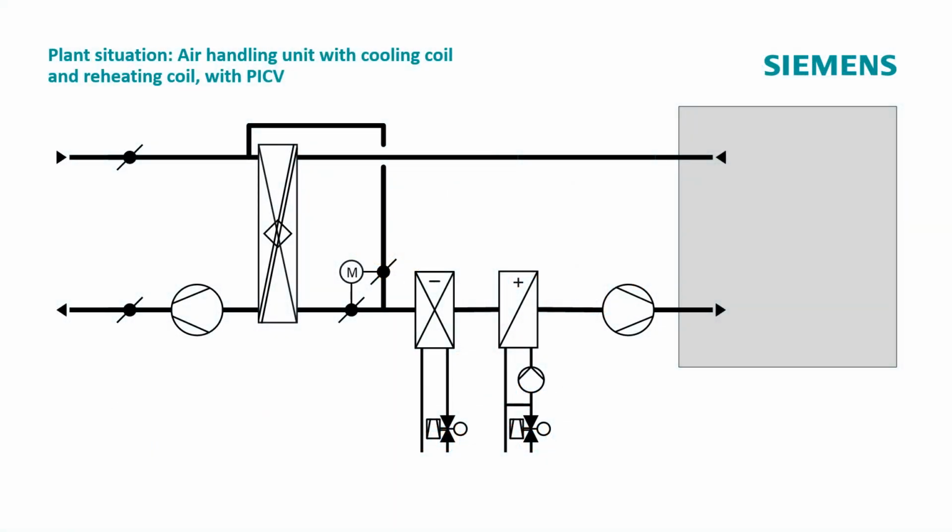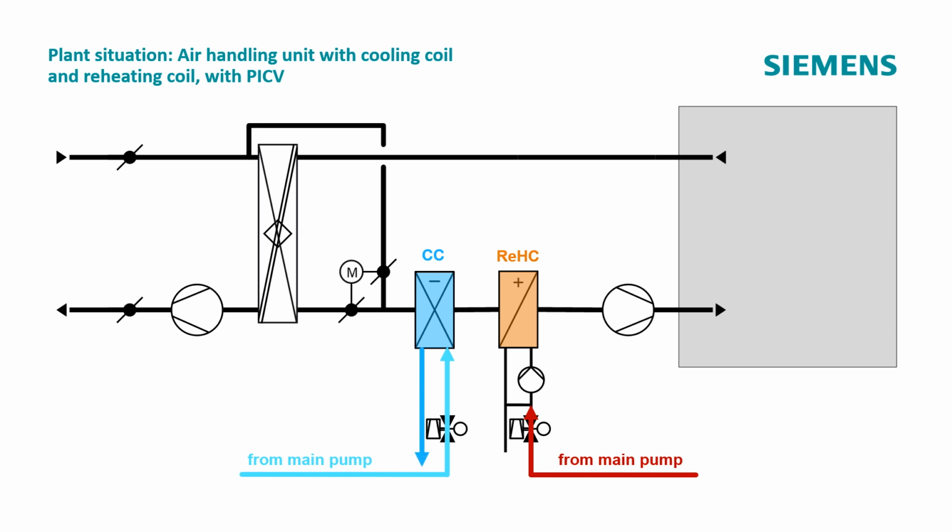Here is the plant situation. In this plant, the cooling coil and reheating coil are each supplied with cold respectively warm water by their respective main pump. The main pump carries the water through the cooling coil, but in the case of the reheating coil, the pump on site ensures circulation through the reheating coil and the main pump returns the cooled water back to the generator.